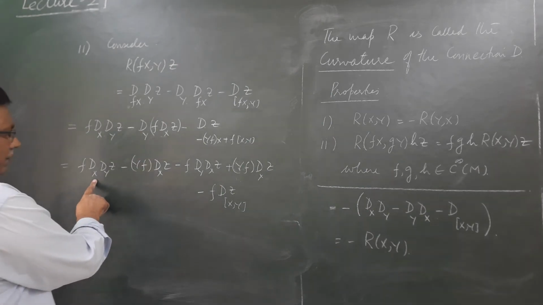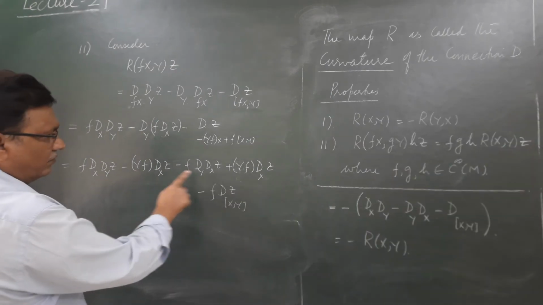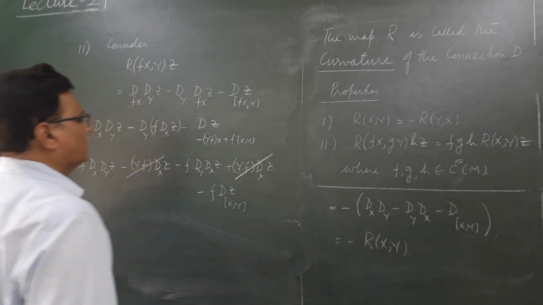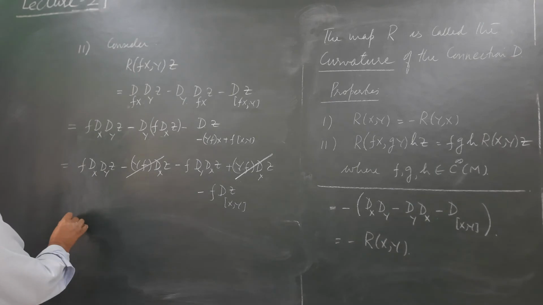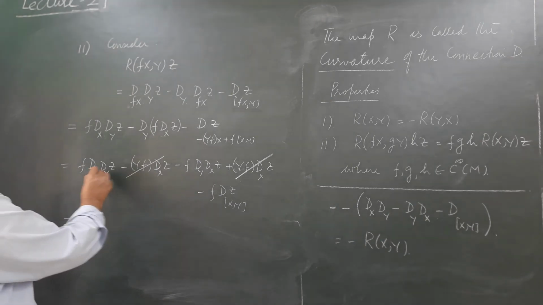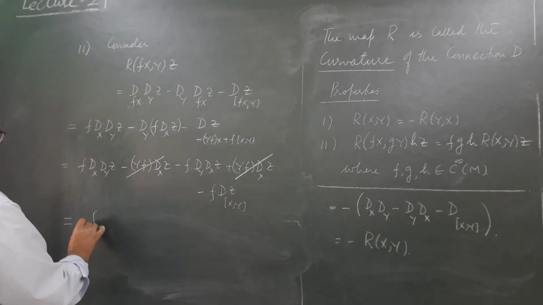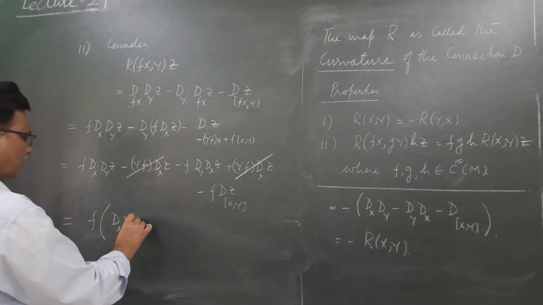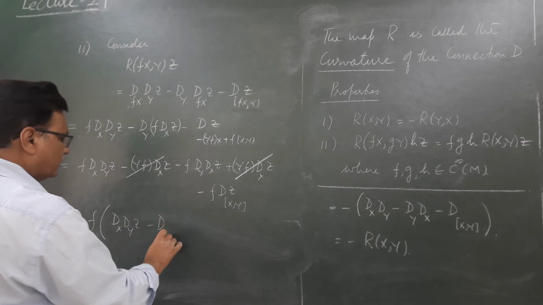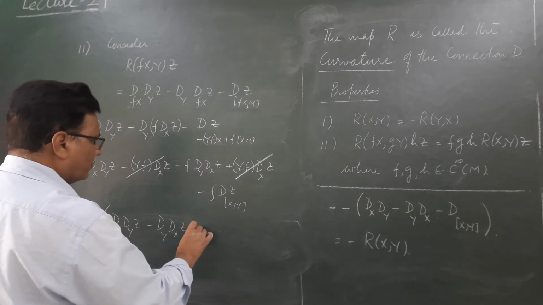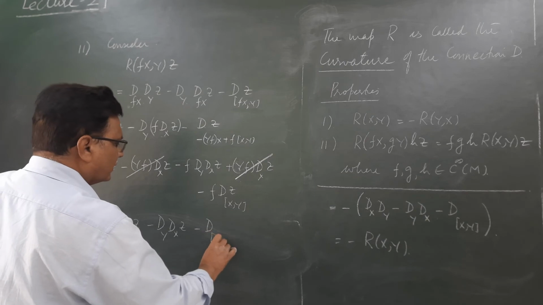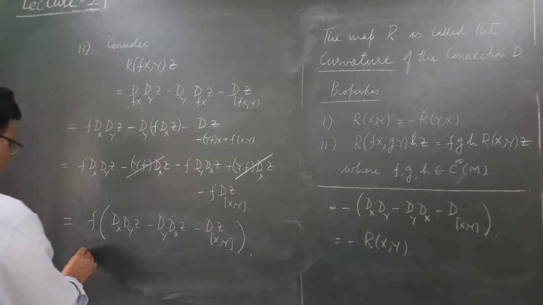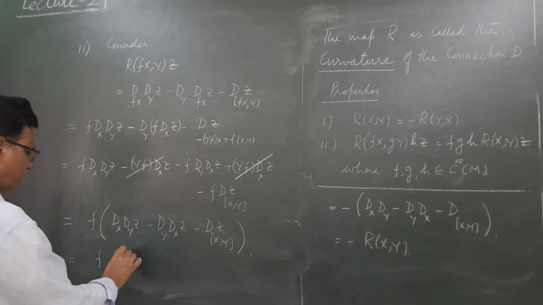Keep this term the same, Yf. dxz appear with opposite signs, so cancel them out. What is left is f, which is common in all the three terms, so take f out. What you get in the bracket is dx dyz minus dy dxz minus d of Lie bracket xyz. And this is nothing but R of xyz.